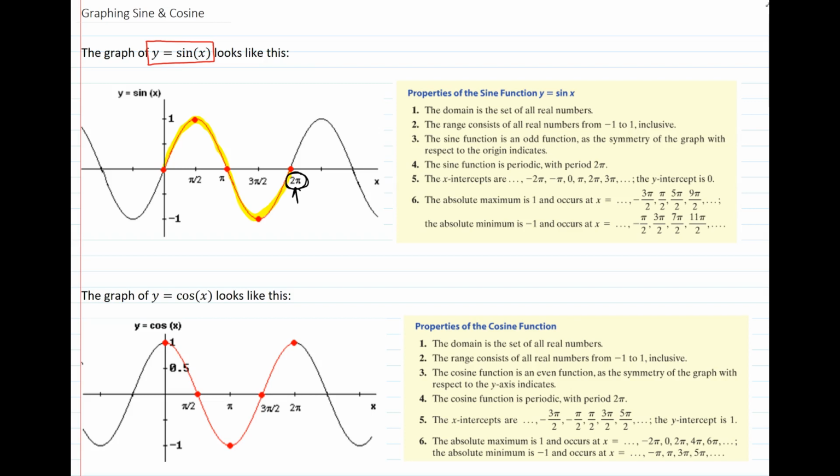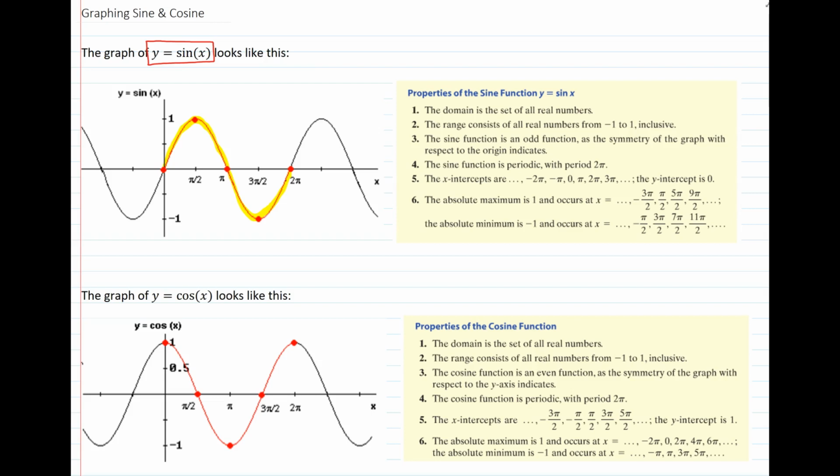In this box over here on the left, this yellowish beigey box, you can see all sorts of other properties of the sine function, which I would encourage you to read and look at. Pause the video, read what they say, make sure that you understand that.